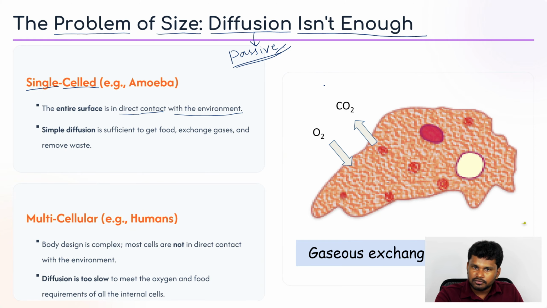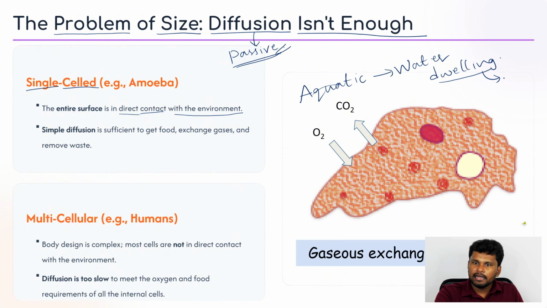Okay, now the entire surface is in direct contact with the environment. If you observe, this is an aquatic animal generally. What is meant by aquatic? Water dwelling. What is the meaning of dwelling? Again, living. This is how you have to learn. Okay, so you need to know the meaning of every word possible. So this aquatic animal is surrounded in all the sides by the water.